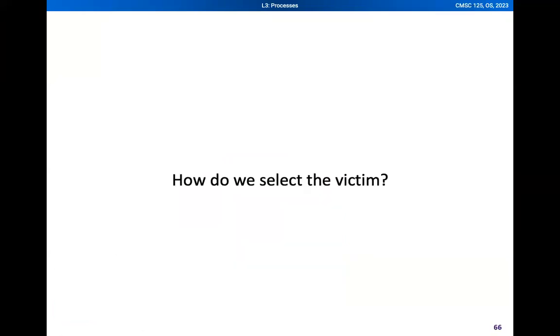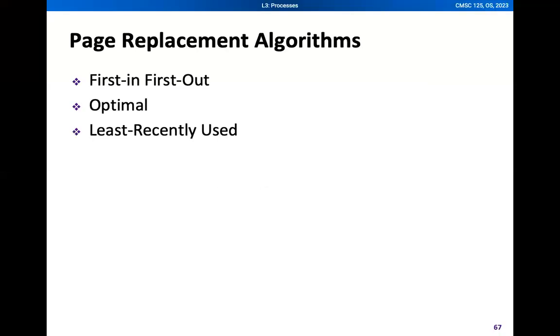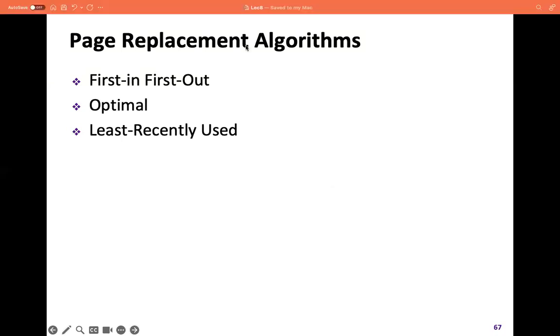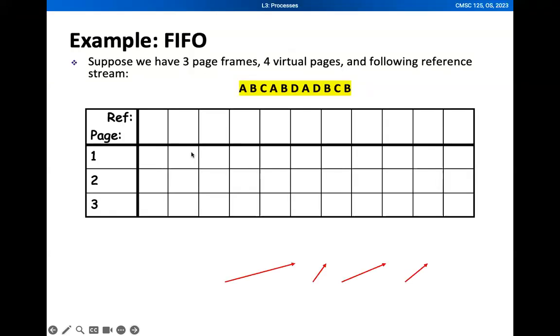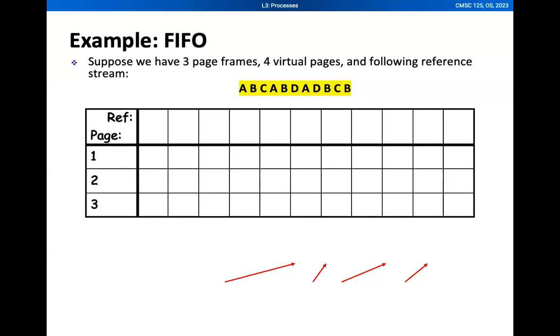Now, the problem is how do we actually select the victim frame? How do we perform the replacement algorithm? There are some replacement algorithms that we can make use of. We have the FIFO or first in first out, the optimal or the minimum, and then we also have the LRU or the least recently used. So let us look at the first in first out, or FIFO, first.